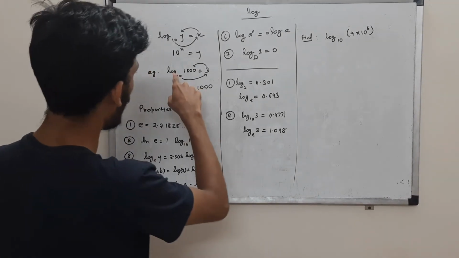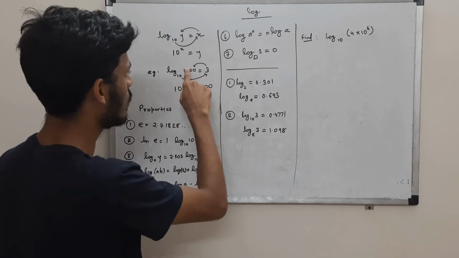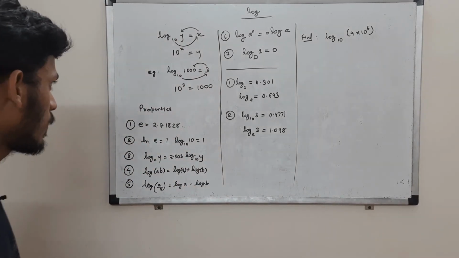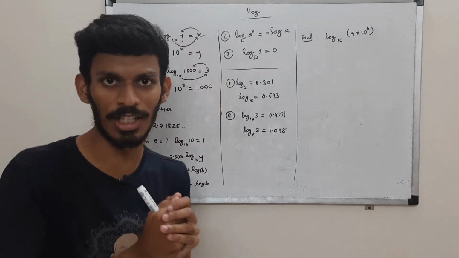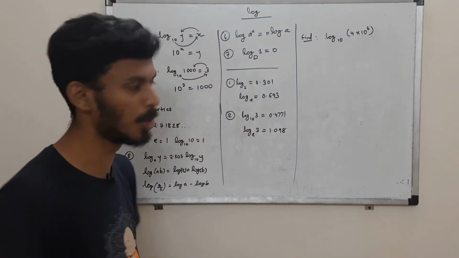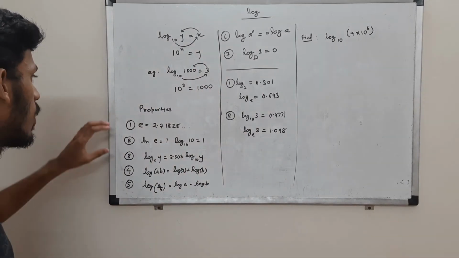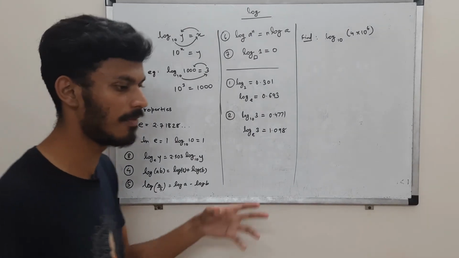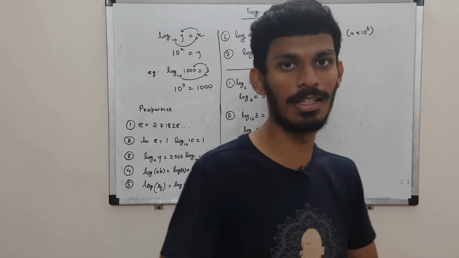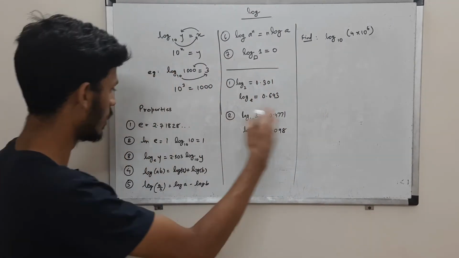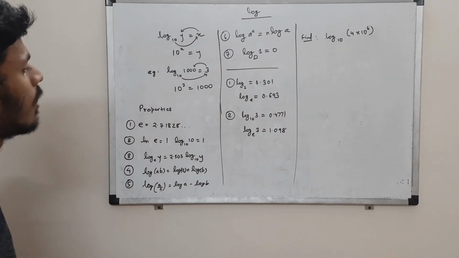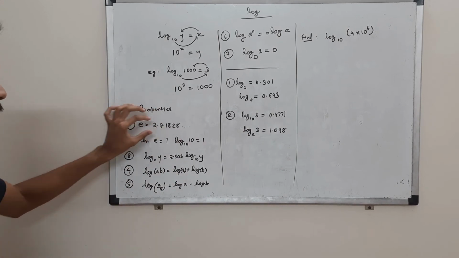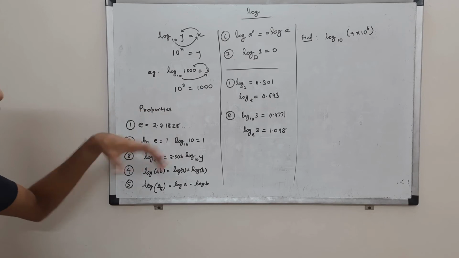So the log is the power to which the base should be raised to give you the input y. Okay, so that's actually not important. The properties of log are more important over here, so let's go through the properties. Here e is 2.71828. It is an irrational number, so there are more digits following that, but you can remember it as 2.71828.